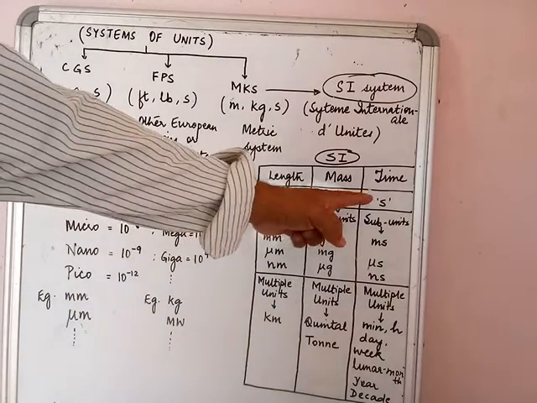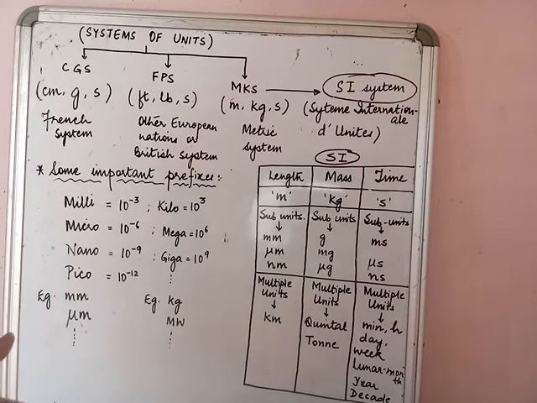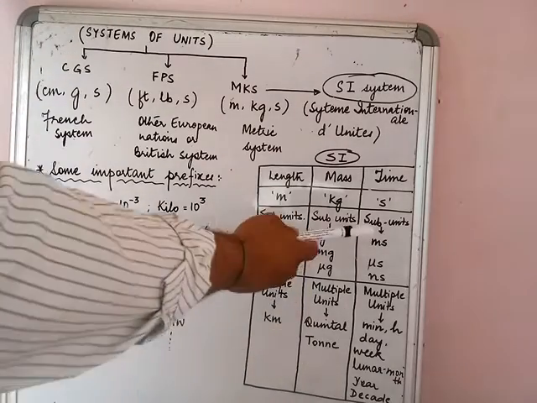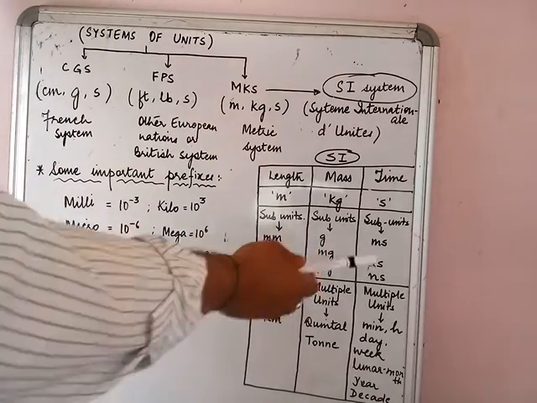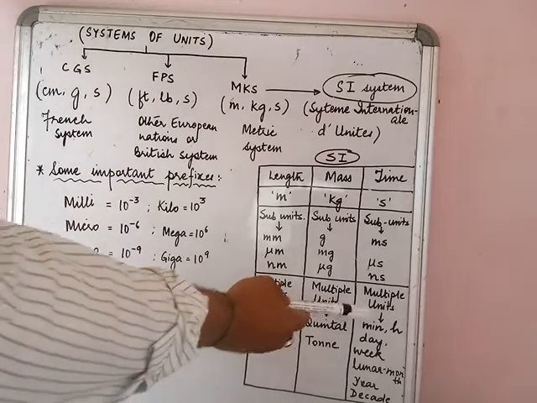Similarly, when you go to time, second cannot represent each and every case with regards to time, so we need to have subunits of time also. Subunits of second are millisecond, microsecond, nanosecond. Now these are just a few that I have mentioned. There are many more. You can go ahead and read in the book in detail.